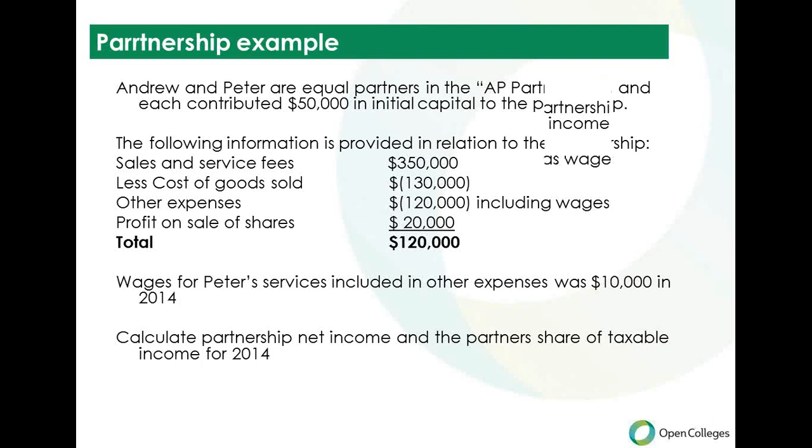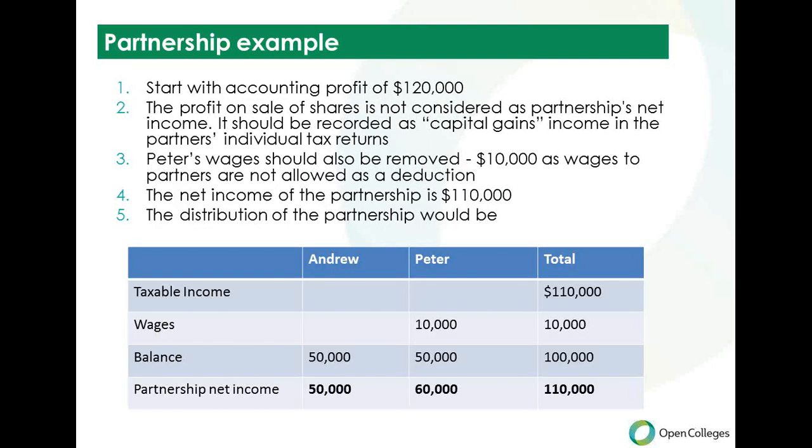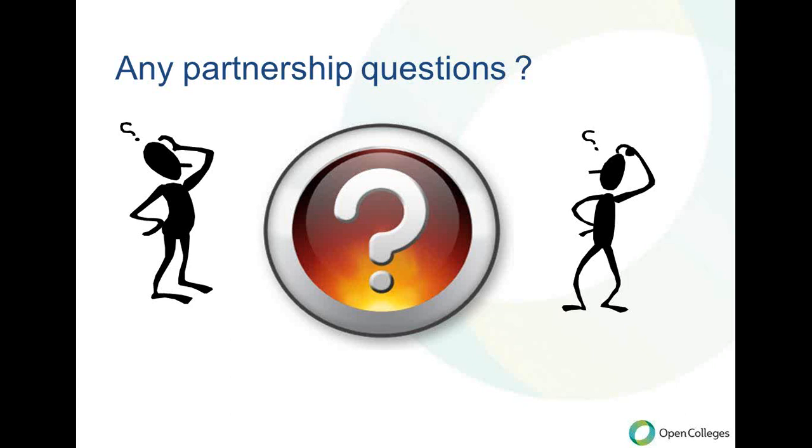The distribution would then be as follows. So we've got $110,000. Peter gets his wages back because that might be incorporated into the partnership agreement. Then the balance remaining is $100,000. So Andrew gets $50,000 and Peter gets $60,000 of the net income of the partnership. Now remember, when you're calculating the individuals, you need to add on their share of the capital gain. So that's the partnership side of things.